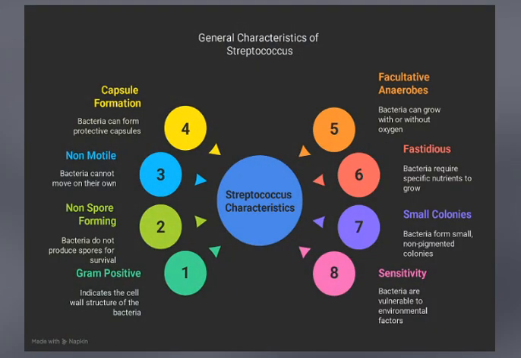Now, what defines Streptococcus? They're gram-positive, meaning their cell walls have a thick peptidoglycan layer that retains the stain. They don't form spores or move on their own, which affects their survival strategies. Interestingly, they can form capsules that protect them from the immune system. They're facultative anaerobes, so they can grow with or without oxygen, but they are fastidious, needing specific nutrients. Their colonies are small and sensitive to environmental factors, which helps us identify them in the lab.